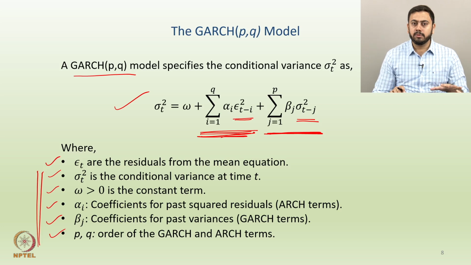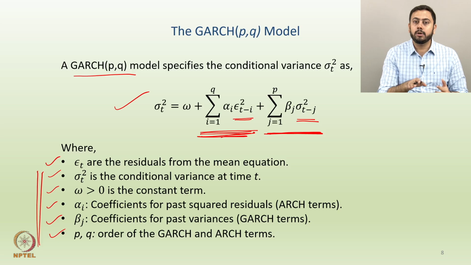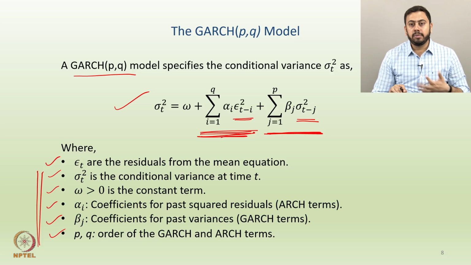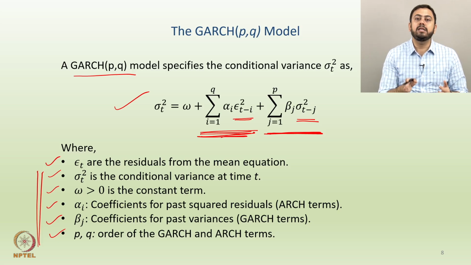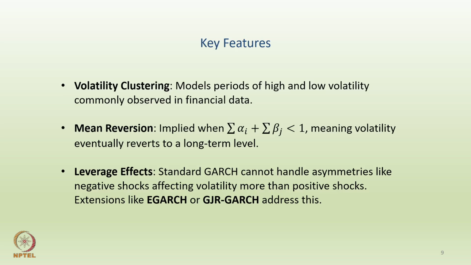Just to summarize very quickly, sigma t squared depends on some constant term plus some ARCH terms. ARCH terms correspond to the lags of the squared residual, epsilon t minus i squared, multiplied by coefficients alpha i, plus you have several GARCH terms, which contain the past lags of the conditional variance itself, sigma t minus j squared, multiplied by coefficients denoted by beta j. Now we will study very briefly some of the important key features of this GARCH model.